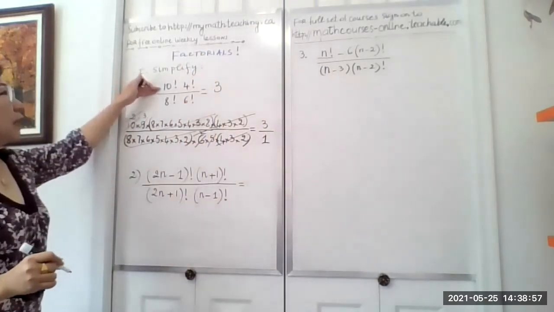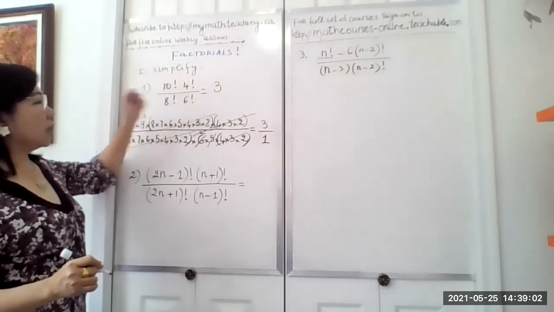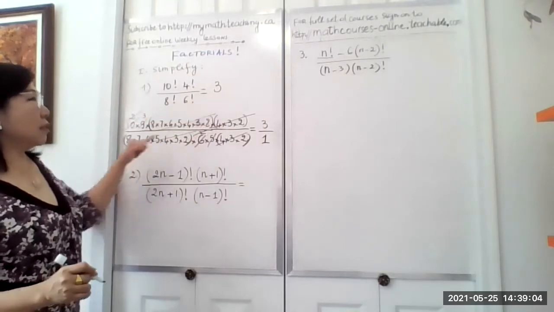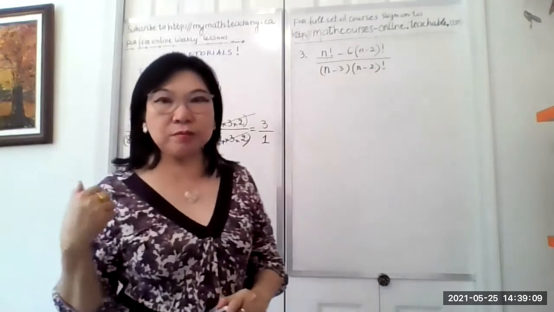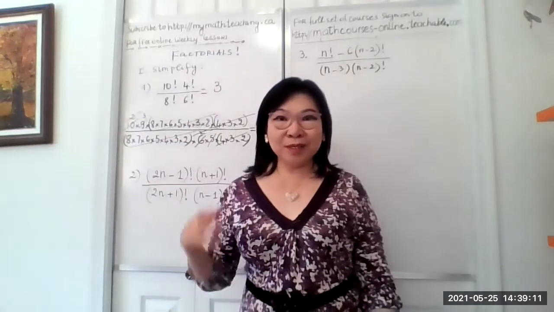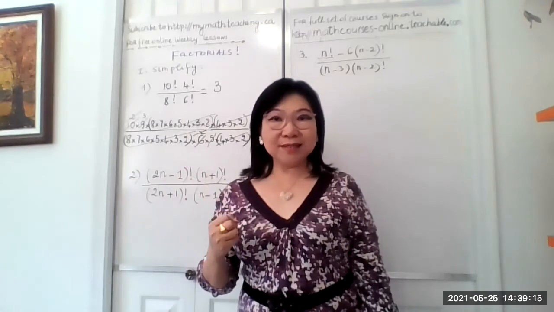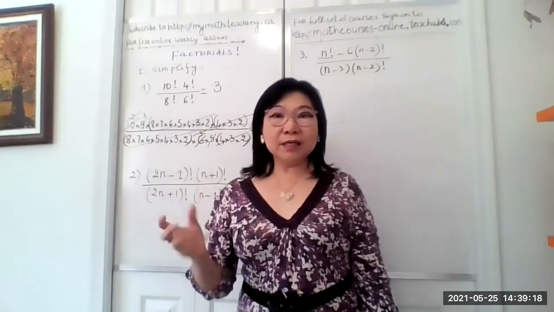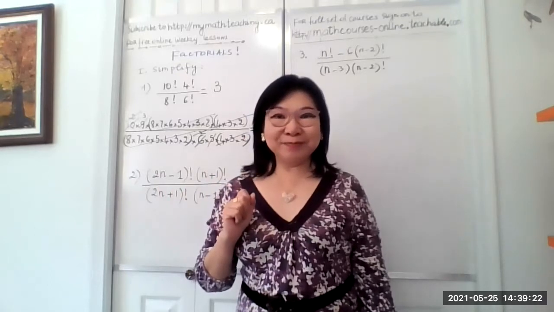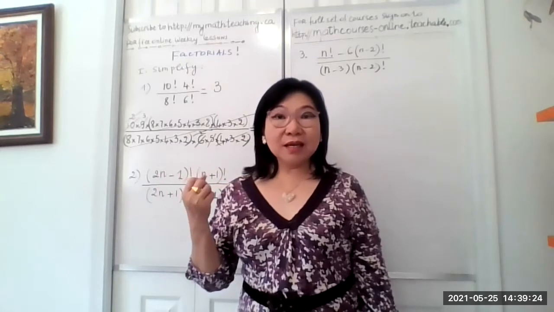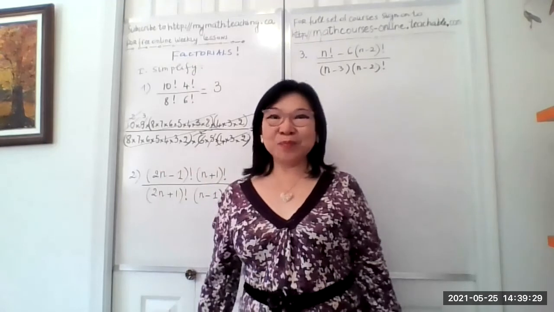So once we have 10 factorial times 4 factorial divided by 8 factorial times 6 factorial, this is the answer after we cancel like this. And the purpose of this exercise is to be able to understand what factorial means and how we can simplify it without the use of the calculator. And that's the purpose of the homework, the practicing exercise.